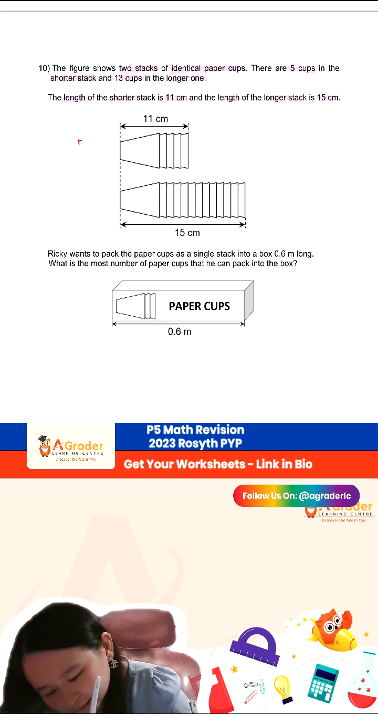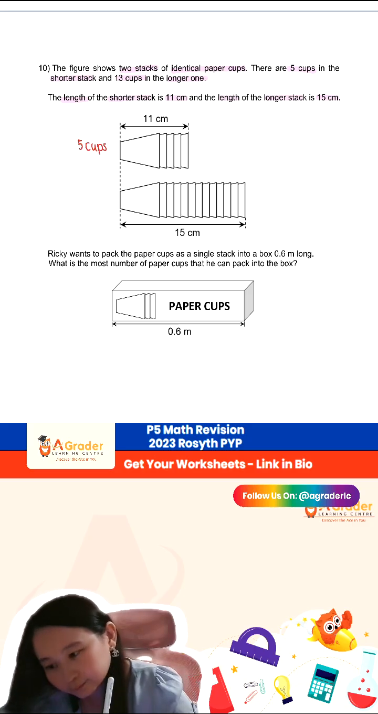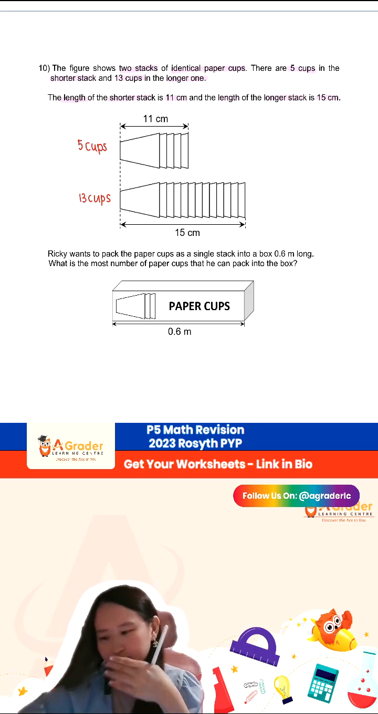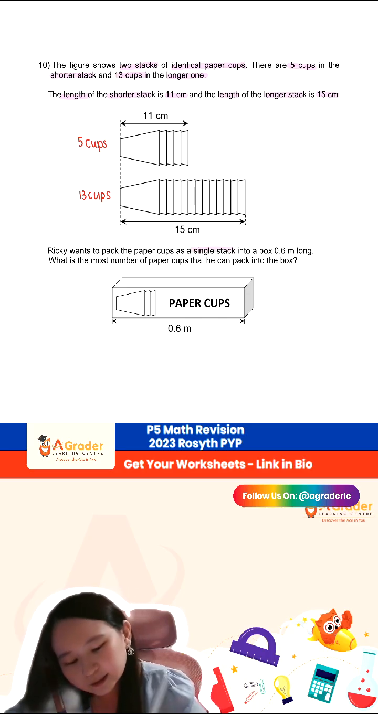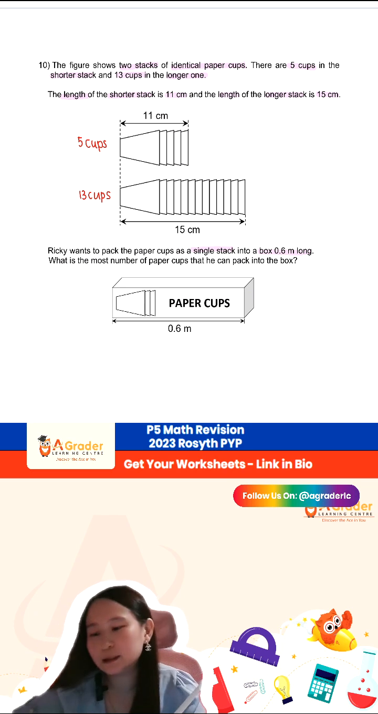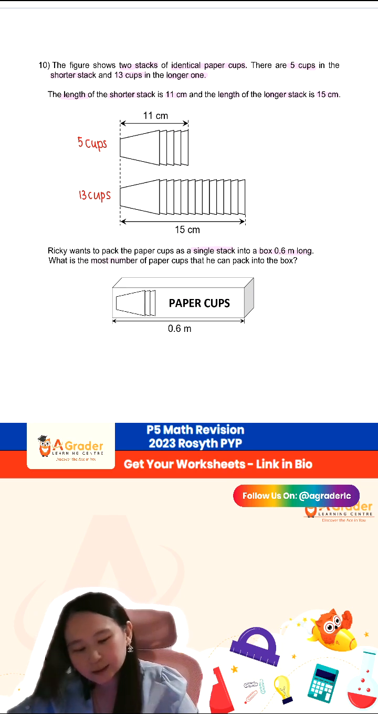So there's 5 cups here. There's 13 cups here. Okay. Vicky wants to pack the paper cups in a single stack into a box of 0.6 meter long. What is the most number of paper cups that he can pack into the box?